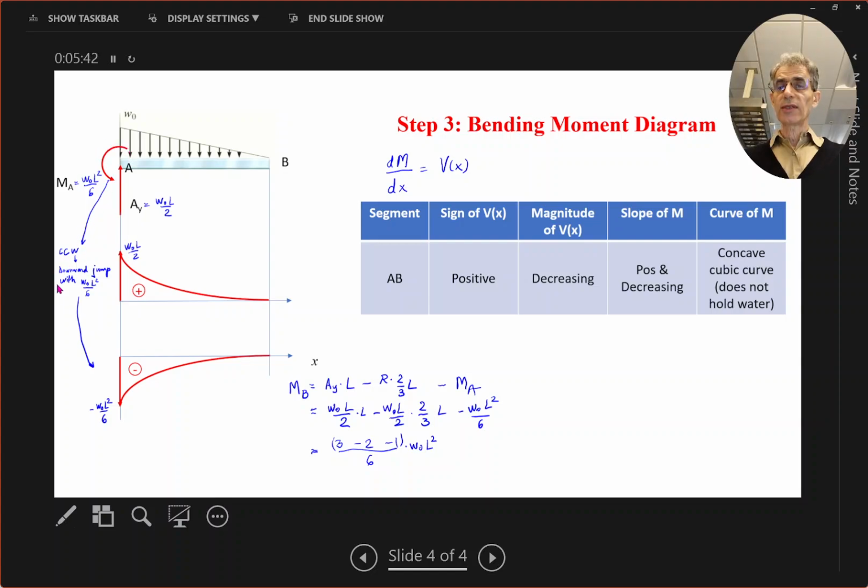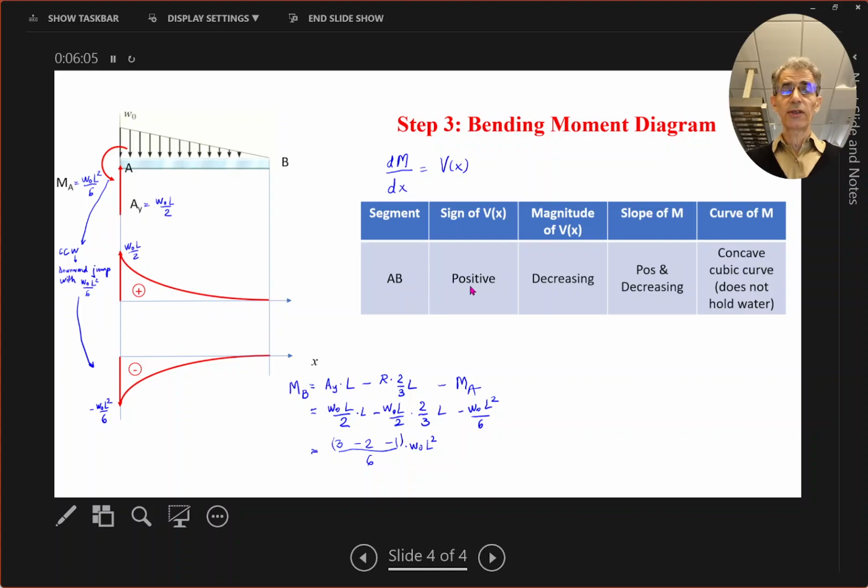As we said, this is negative. That means the jump going upward with the same value that it had when we calculated the free body diagram. And now there is no other concentrated moment in this beam. So in that case, we focus on this equation to see the change from left to right.